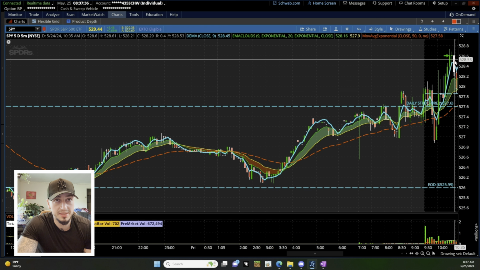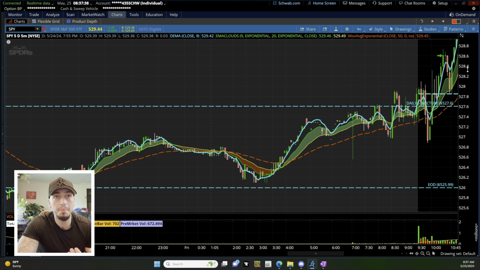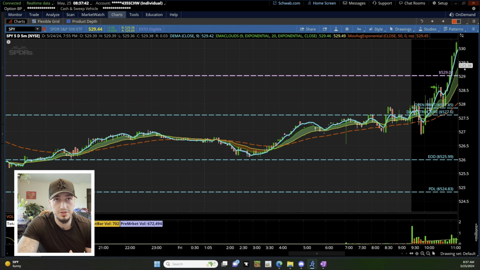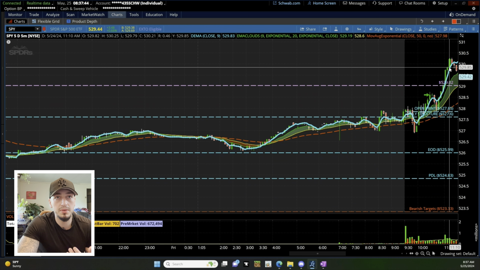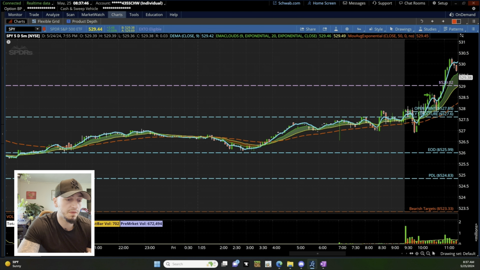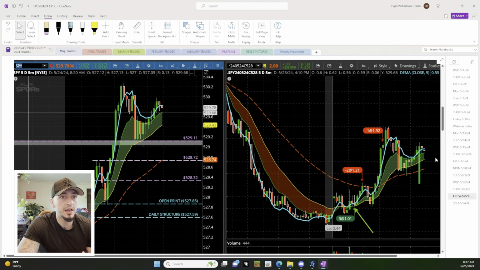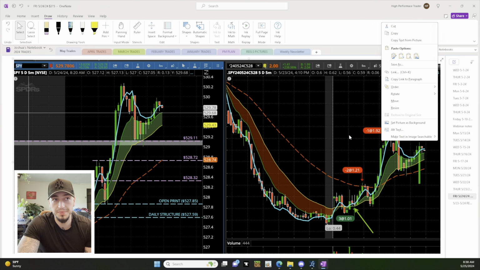Check out how price comes down into open print and the buying comes in extensively, ripping us up to our first target and then ripping us up to our second target, which was 52911. And then boom, price rips up past it, and then we end up taking profits for a 92% return on that last runner.